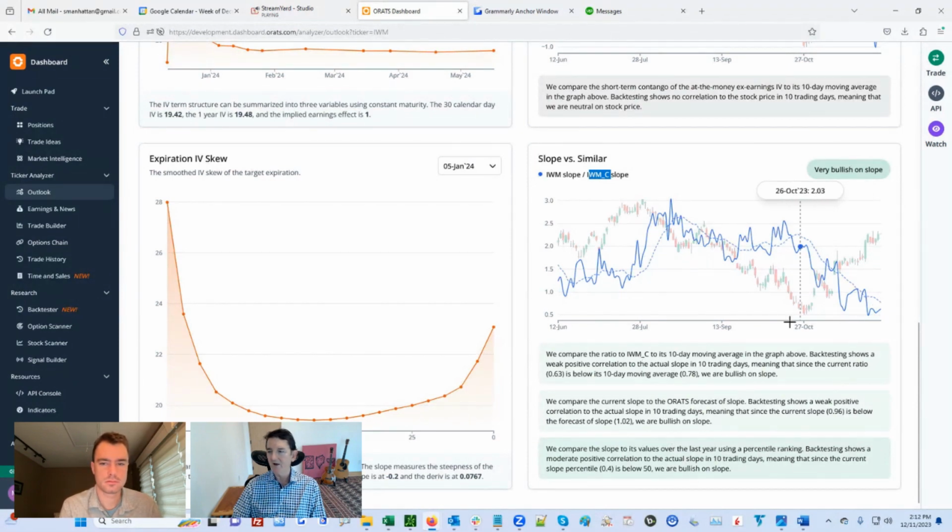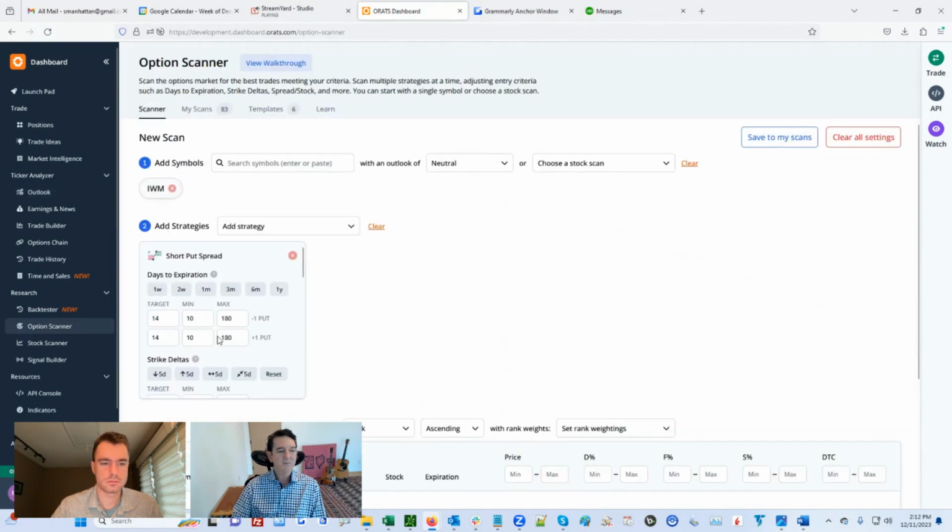But as you can see, it's very low. And we don't normally see it very bullish, but we've said very bullish here because everything is saying that this is extremely low slope in IWM. So now in order to find the actual options that meet that criteria, I'm going to go over to our option scanner.